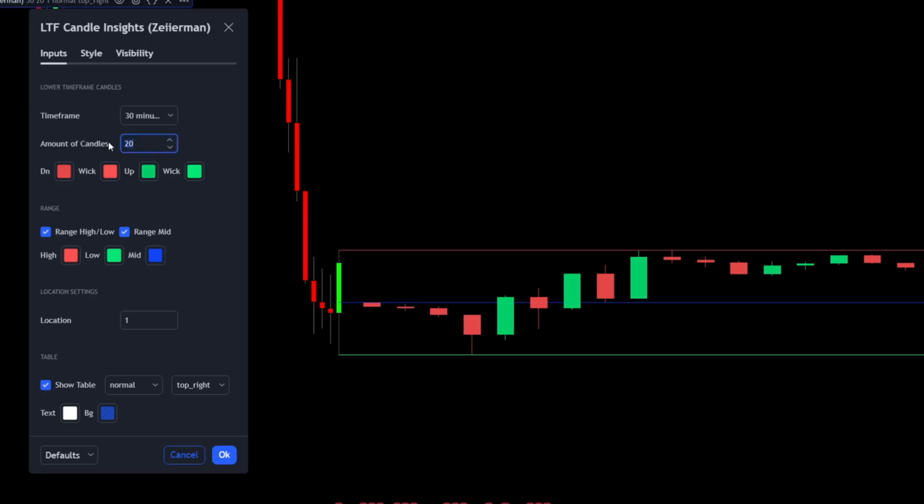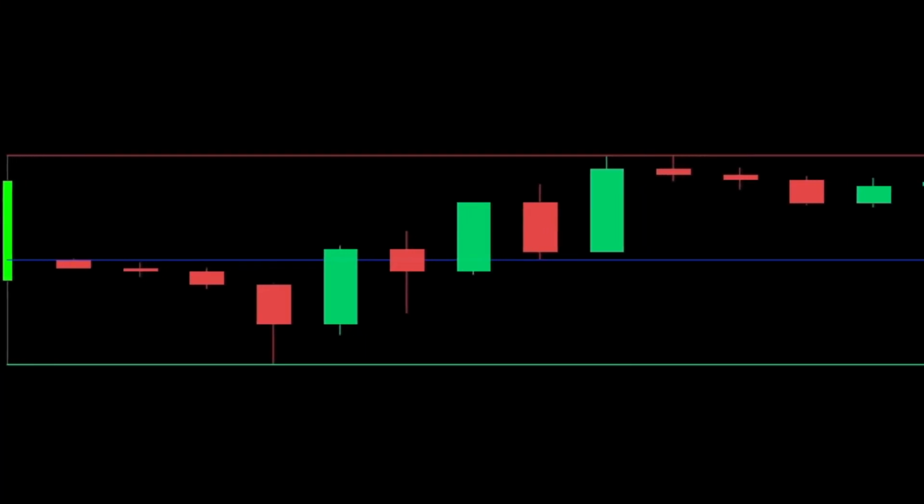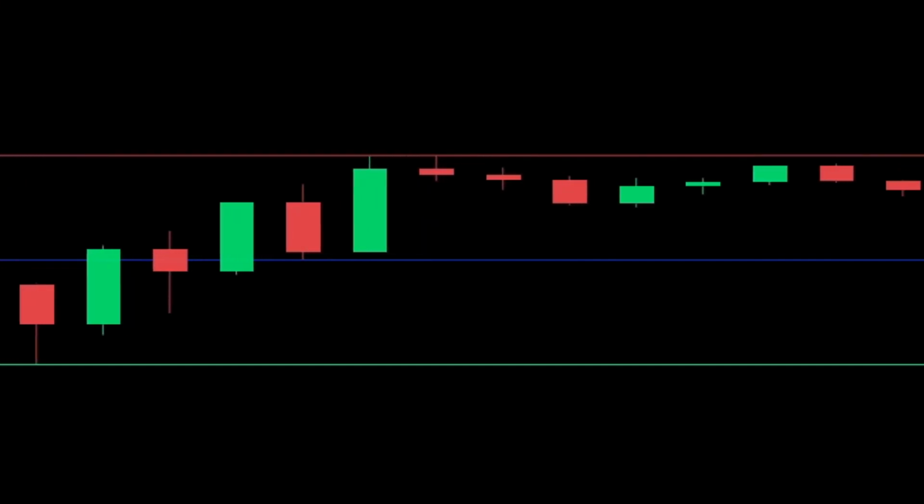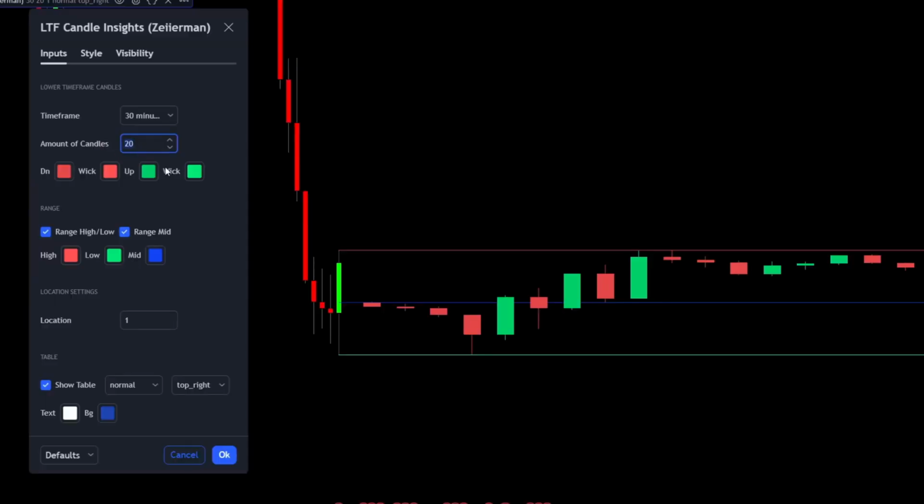The next setting is the amount of candles, and this is basically how many candles on the lower time frame we want the indicator to show. The standard here is 20, which is pretty good. Some traders prefer a little bit shorter, perhaps 15, or a little bit longer, perhaps 25. But for this setting, I'm actually gonna keep it at 20. I think that's a good number, but if you want to, you can definitely change this one up a bit.